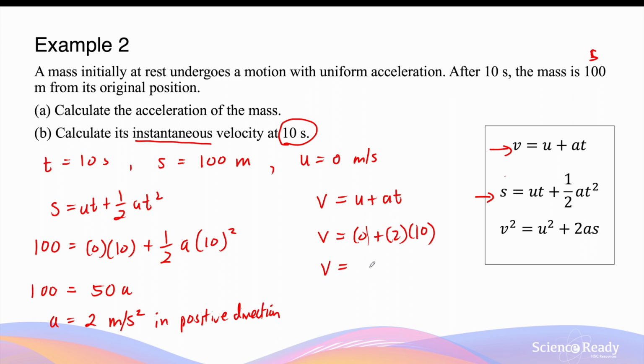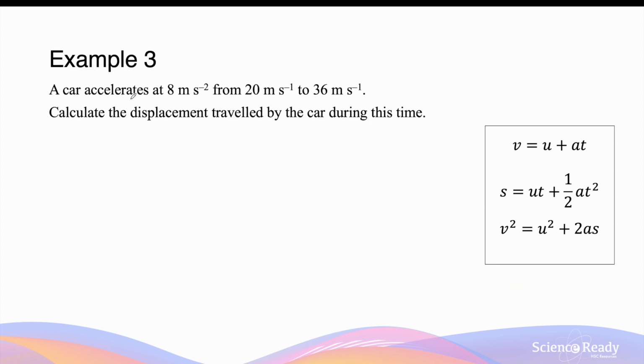So my velocity here is 20 meters per second in the positive direction. A car accelerates at 8 meters per second squared from 20 meters per second to 36 meters per second. Calculate the displacement traveled by the car during this time.